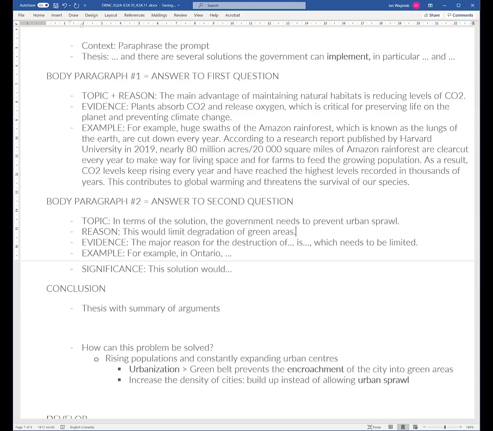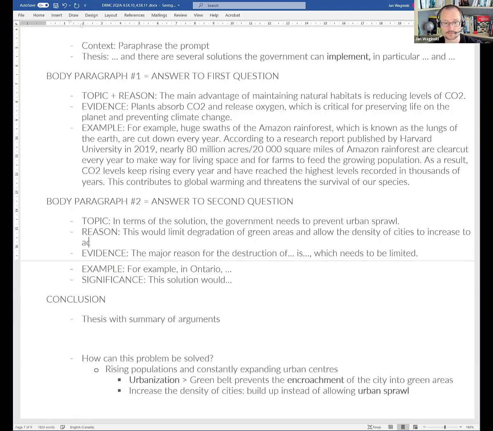And however, increase the density of the cities, and allow the density of cities to increase to accommodate the growing population. Okay, now let's talk about the green belt.